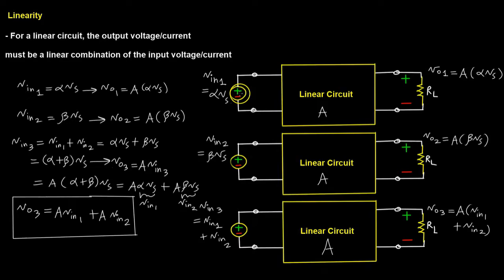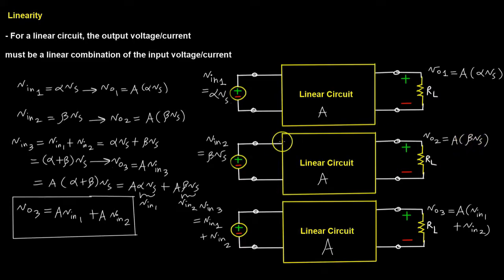If we give it an excitation Vn1, which is some constant alpha times some input voltage, for example Vs, then the output is going to be Vo1, which is the system multiplier times the input, in this case alpha Vs. In another scenario, if we apply Vn2, which is beta Vs, we would expect to get Vout2 equals the same system multiplier times the second input, beta Vs.